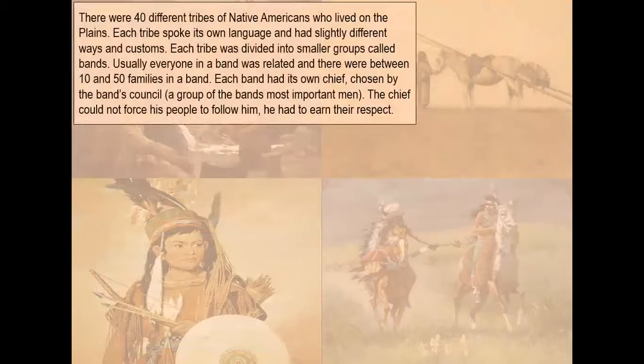There were 40 different tribes of Native Americans who lived on the plains. Each tribe spoke its own language and had slightly different ways and customs. Each tribe was divided into smaller groups called bands. Usually everyone in a band was related, and there were between 10 and 50 families in a band. Note, bands, not clans. Each band had its own chief, chosen by the band's council, a group of the band's most important men, well, braves. The chief could not force his people to follow him.